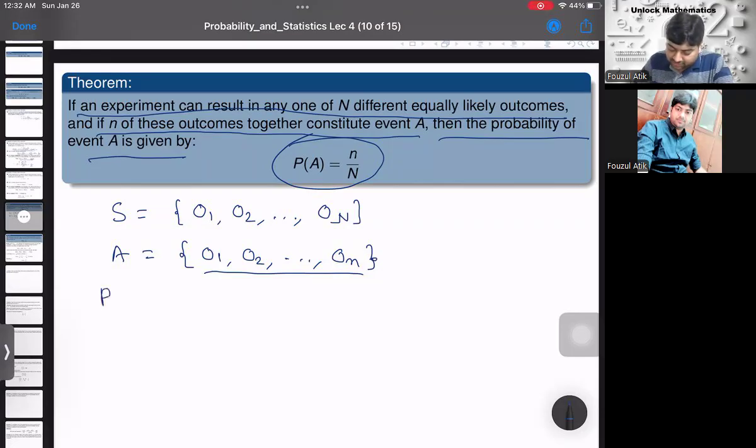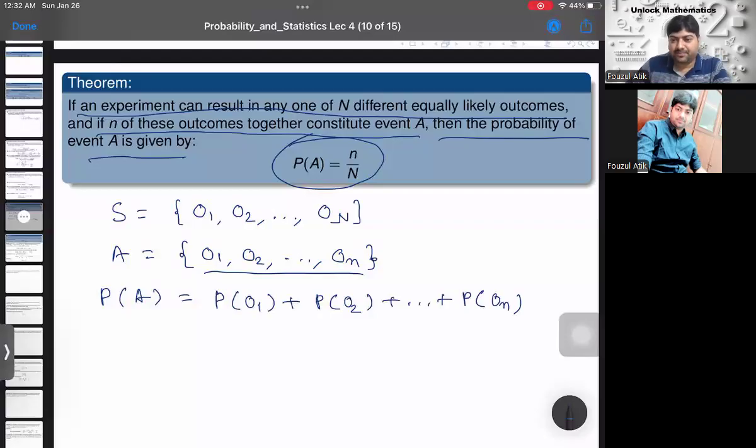Now I have probability of A is equal to P of the event O1 plus probability of the event O2 plus probability of the event ON. Why? Because A is the union of all these events, and then by axiom 3 we have the probability of a union is their individual sum. Therefore I can write down this.